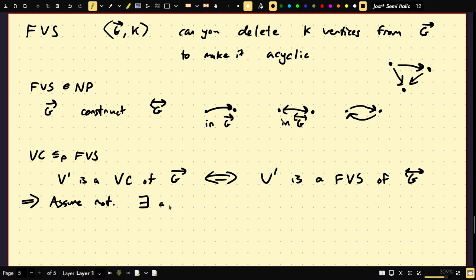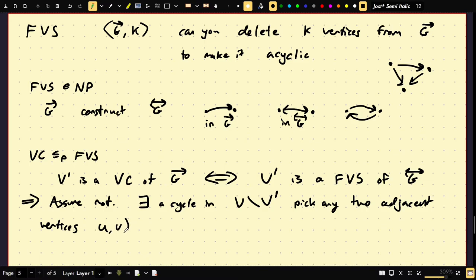So that there exists a cycle in V minus V prime. So this is not a feedback vertex set. There's still some cycle in G double arrow. So pick any two adjacent vertices, call them U V, in this cycle. If UV is in this cycle, then it's explicitly not in V prime.